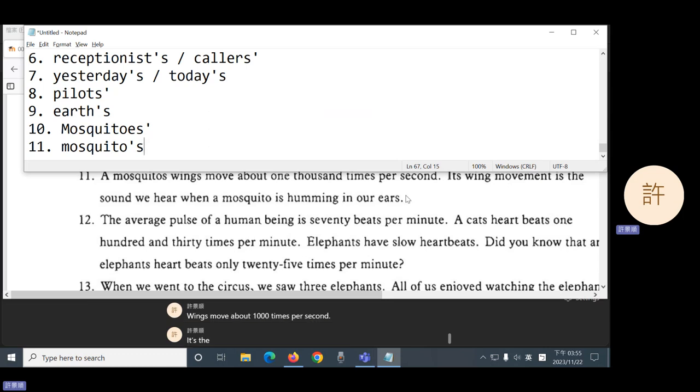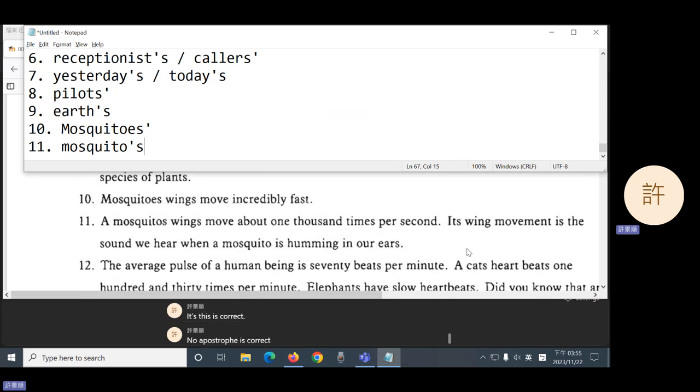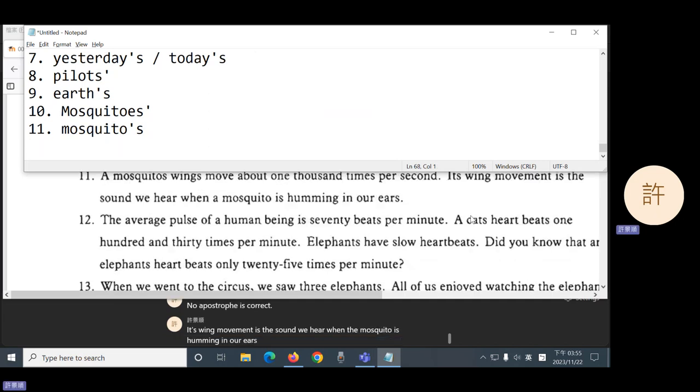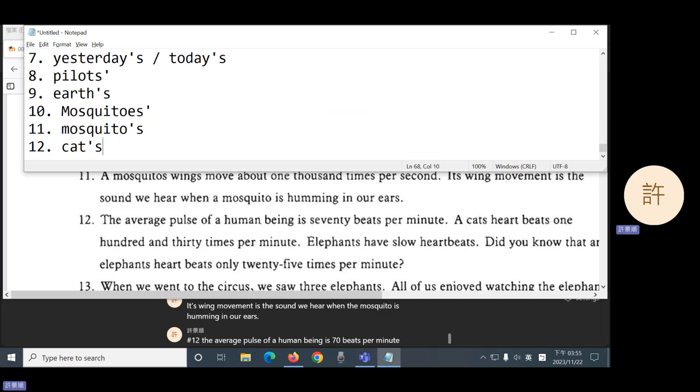This is correct. No apostrophe is correct. Its wing movement is the sound we hear when a mosquito is humming in our ears. Number 12. The average pulse of a human being is 70 beats per minute. A cat's heart beats 130 times per minute.